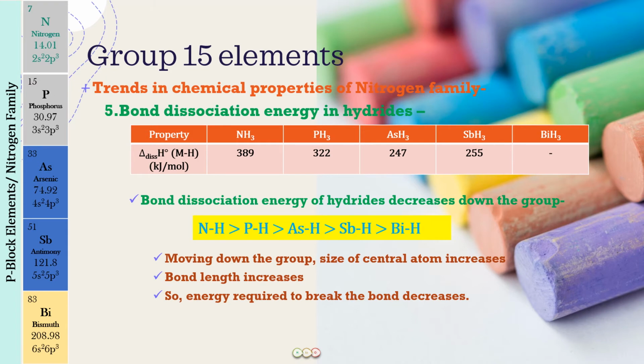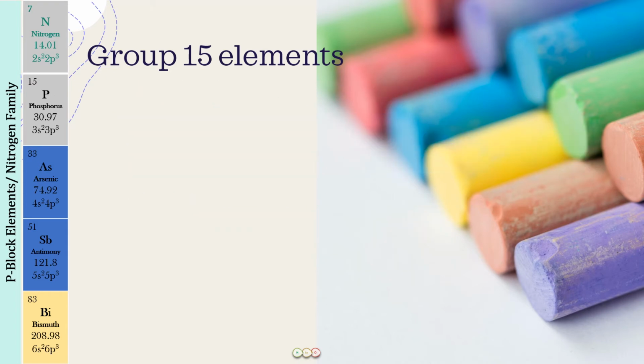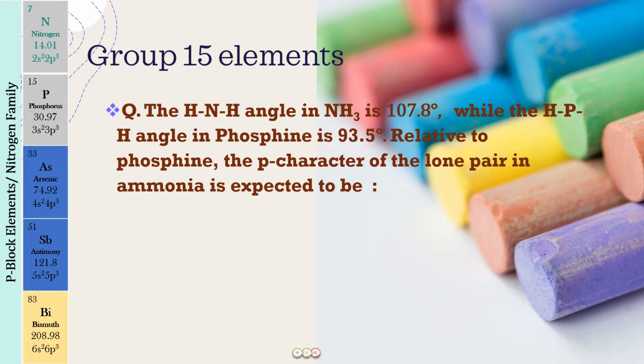Now, before moving further, there is one question related to the bond angles which I found to be very important to discuss with you people. So let us look at the question. The question says the hydrogen-nitrogen-hydrogen angle in ammonia is 107.8 degrees, while the hydrogen-phosphorus-hydrogen angle in phosphine is 93.5 degrees. These are the values we have just now seen.